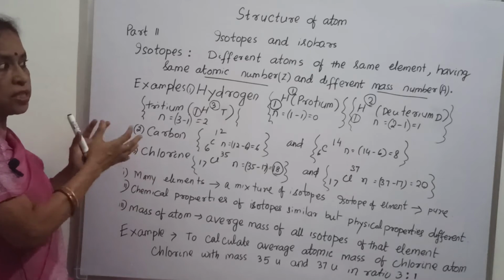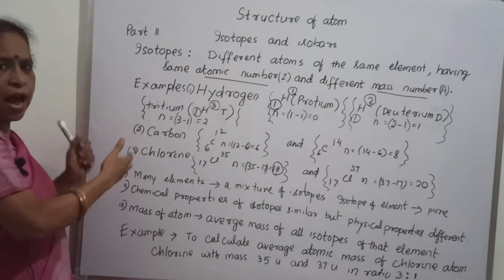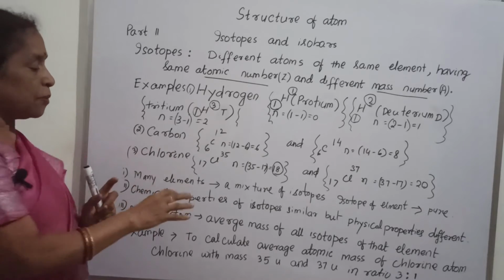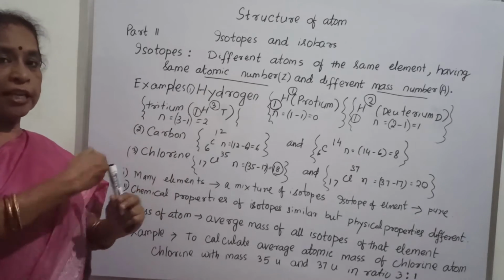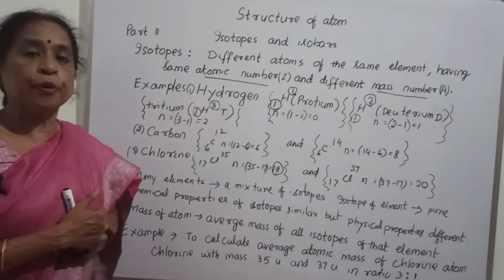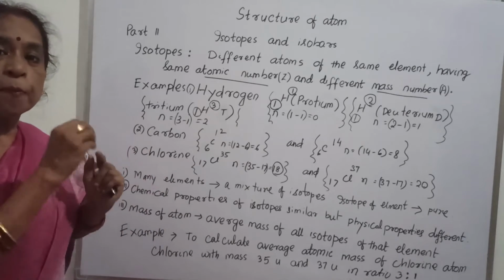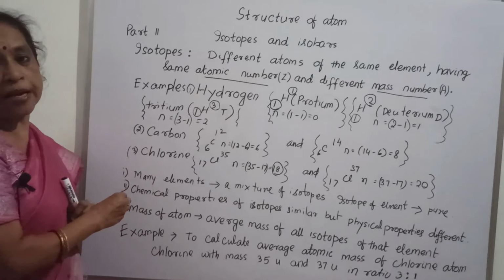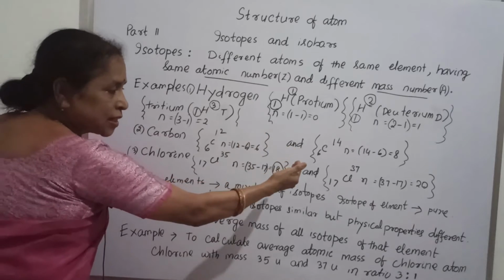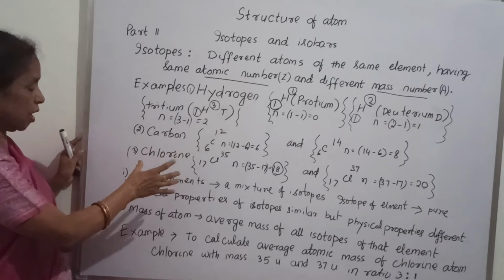Then there are some points regarding isotopes. Many elements have isotopes, that is, they exist as a mixture of isotopes. If there are isotopes, how will the element exist? It will exist as a mixture of isotopes. Isotopes of an element are pure. Never think that isotope means impure. Isotope means the pure form of that element. Now see here, carbon 6C12 is a pure form, and 6C14 is also a pure form of natural carbon.